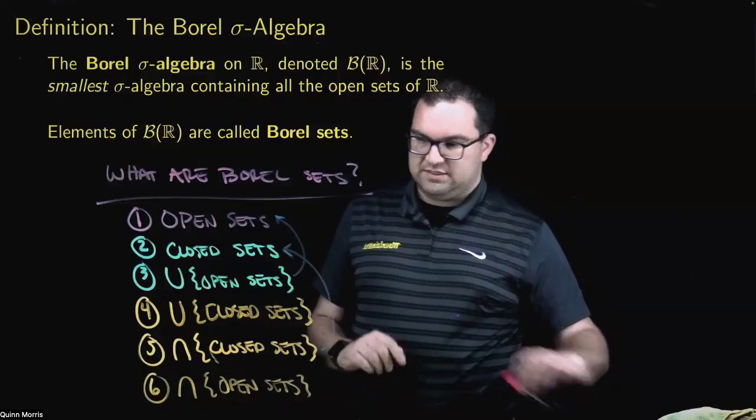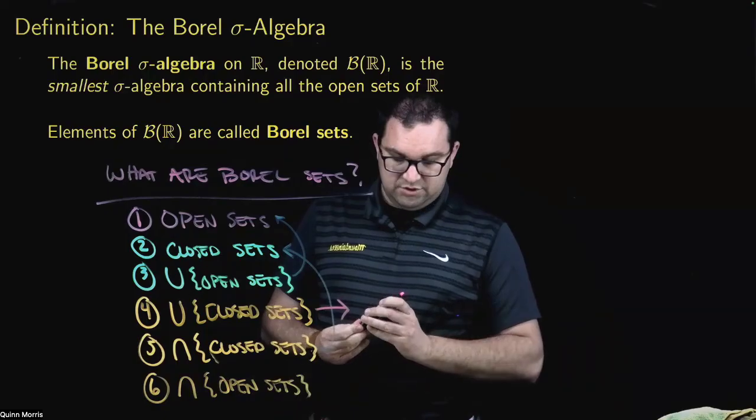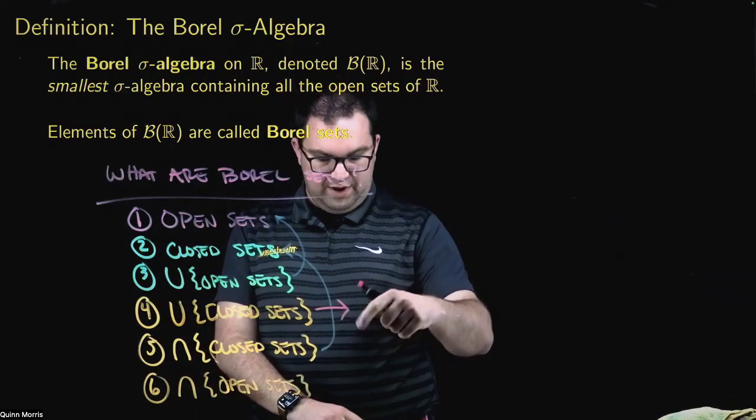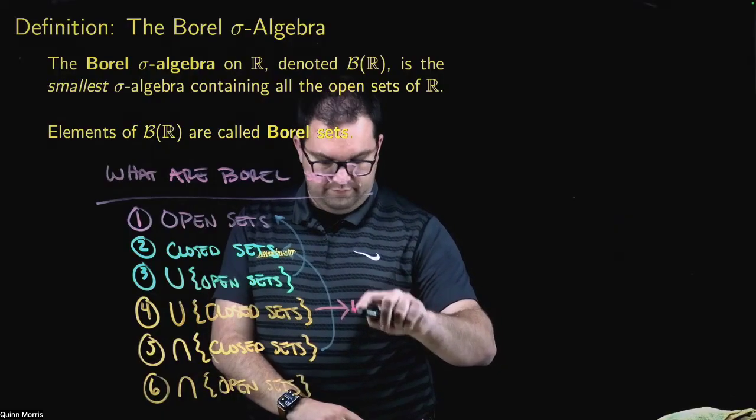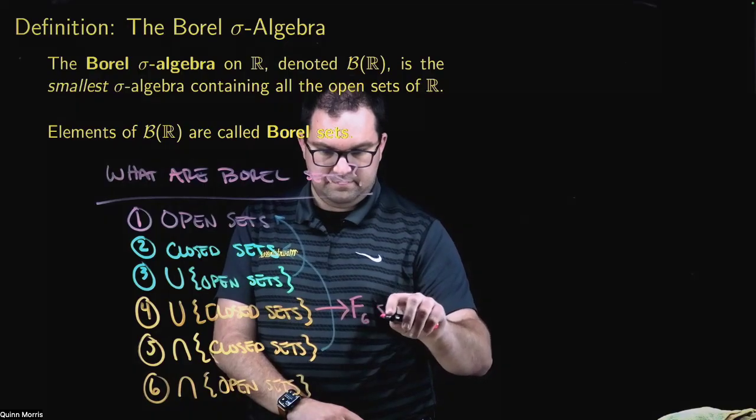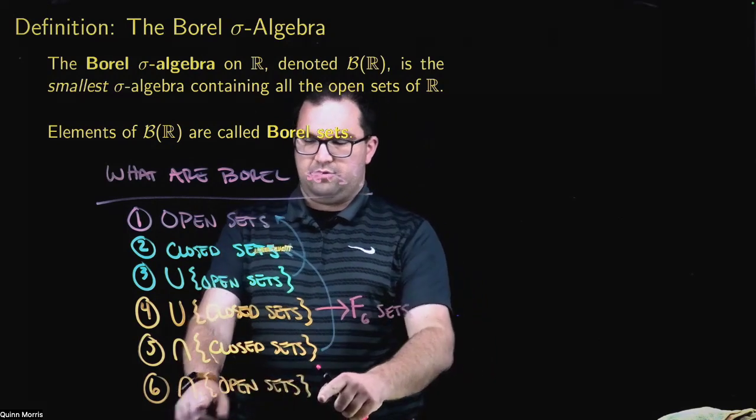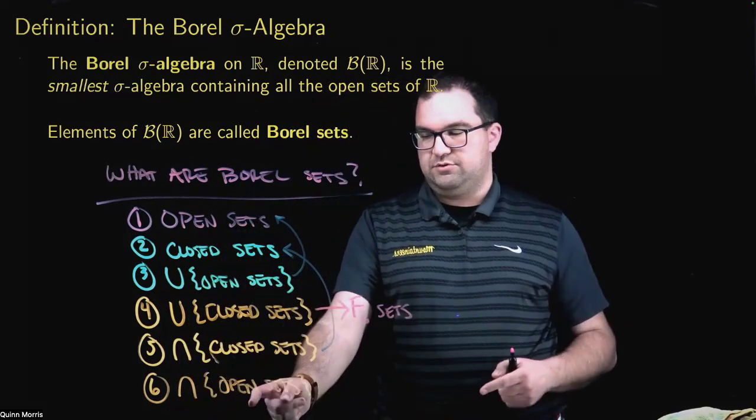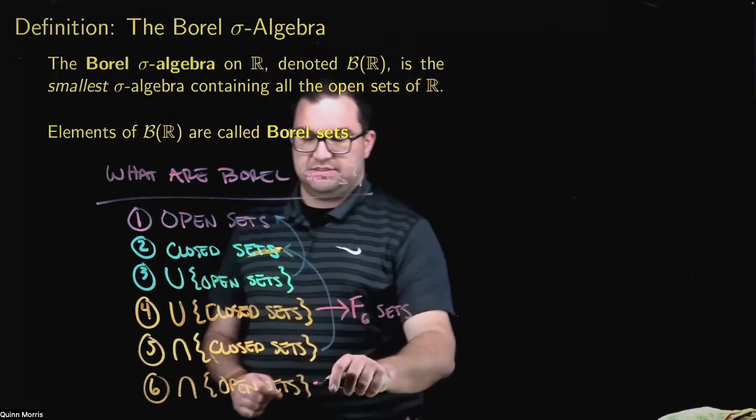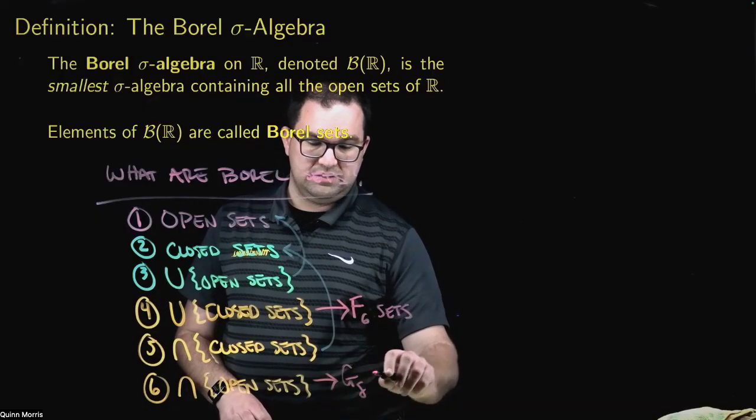So when we extend this to countable sets, we actually get a new special group of sets. These are called F sigma sets. And for these countable intersections, a finite intersection of open sets is open, but a countable intersection of open sets is not necessarily open. These are called G delta sets.